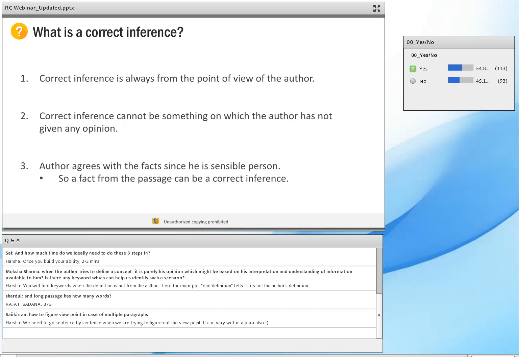So what's an inference question? It is always from the point of view of the author, what the author would believe with 100% certainty. If the author hasn't given an opinion on something, you can't infer that. And if there are facts that are stated in the passage, the author agrees with them. So a passage from the fact, which is what some of you asked, can be a correct inference. It's really important to know what an inference is. It's not just an inference in the context of GMAT RC, but the same thing applies to CR. The same thing applies to inference anywhere in the world.